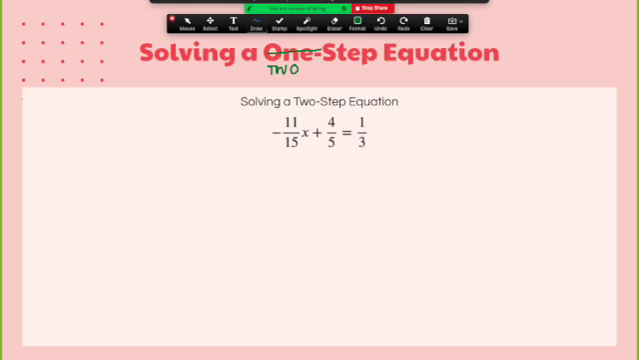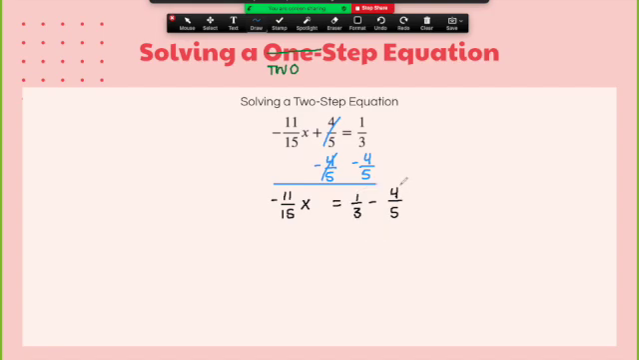Now, I like to always deal with adding and subtracting first. It just makes it a little bit easier to do. So right here, I have 4 over 5. I want to cancel it out by subtracting 4 over 5 on both sides of the equation. So if I do that, that cancels out that positive 4 over 5, and I'm left with negative 11 over 15 x equaling 1 over 3 minus 4 over 5.